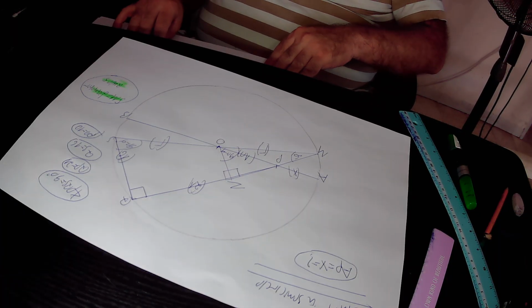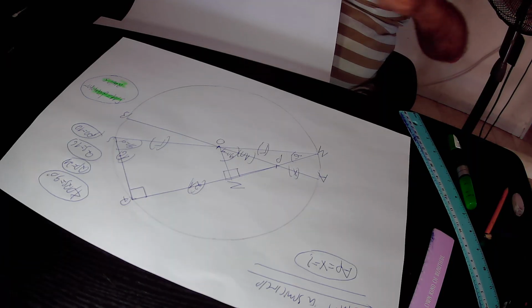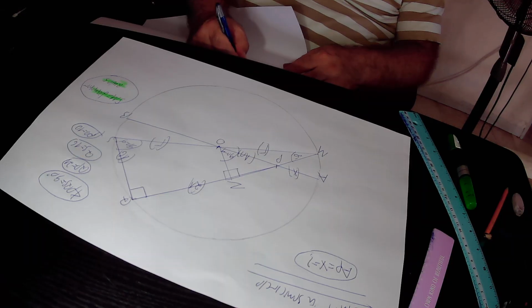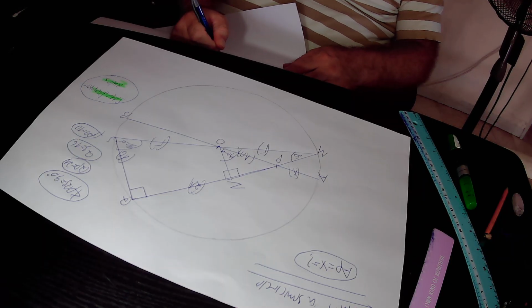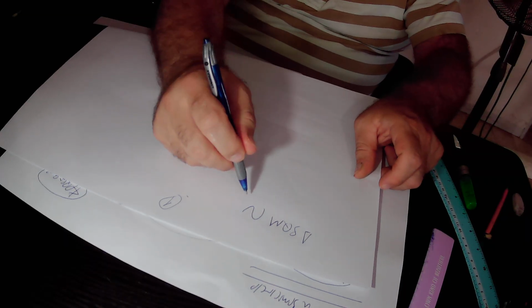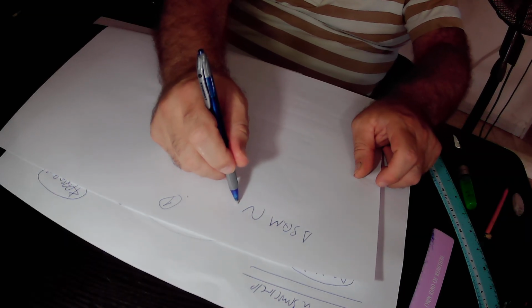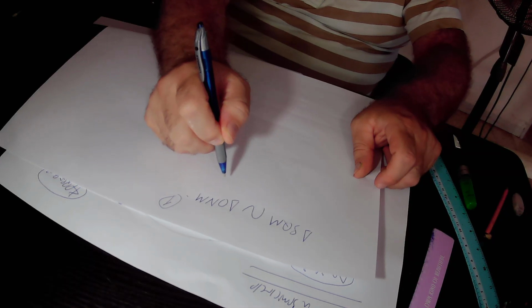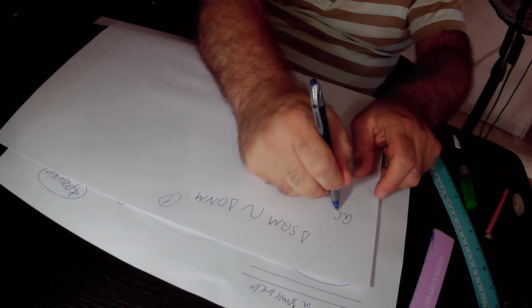So I write it down: we found out that the big right triangle SQM is similar, this is the sign of similar, to the small right triangle ONM, according to the angle similarity rule.